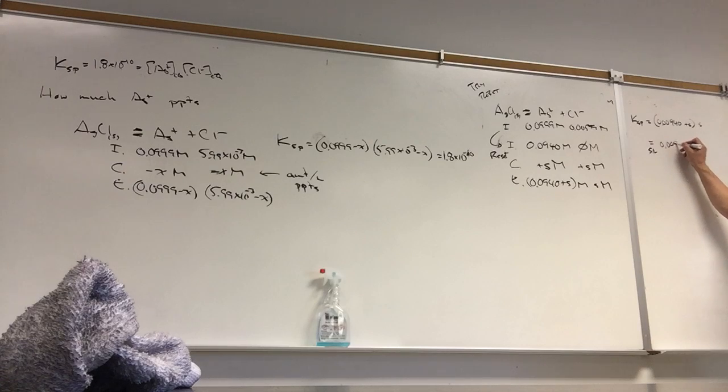It's going to be 0.00940 times S, which means that S is equal to, well, it's going to be 1.8 times 10 to the minus 10 divided by 0.0094. That's 1.91 times 10 to the negative 8.